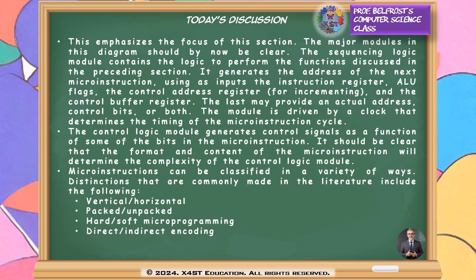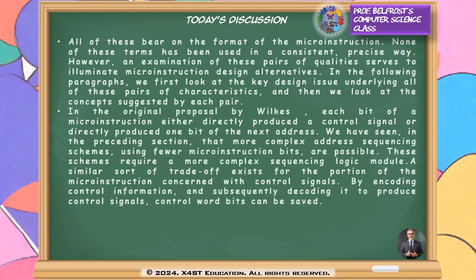The control logic module generates control signals as a function of some of the bits in the microinstruction. Microinstructions can be classified in a variety of ways, and distinctions that are commonly made in the literature include the following: vertical or horizontal, packed or unpacked, hard or soft microprogramming, and direct or indirect encoding. All of these bear on the format of the microinstruction. None of these terms have been used in a consistent, precise way.